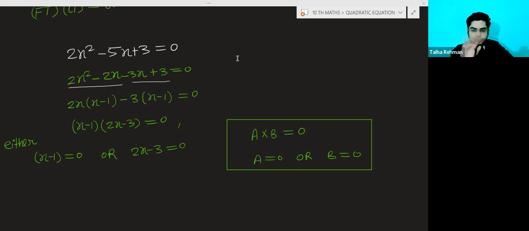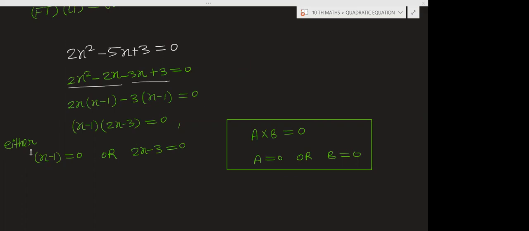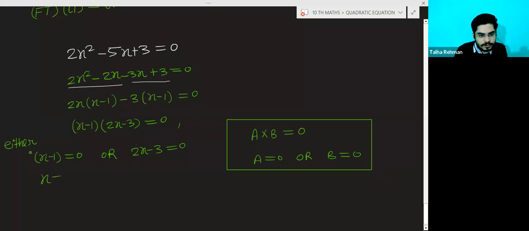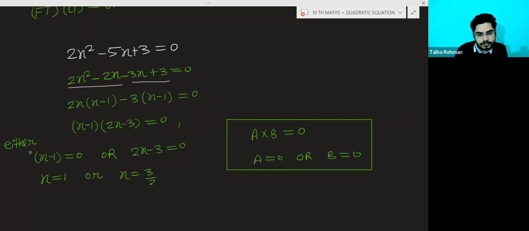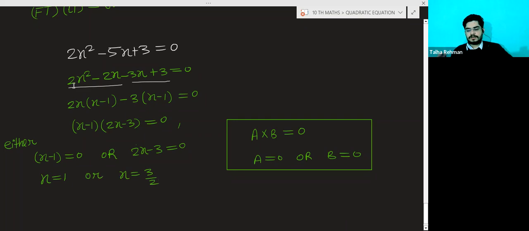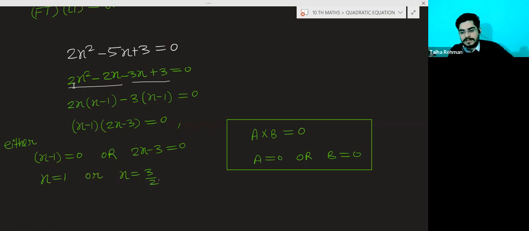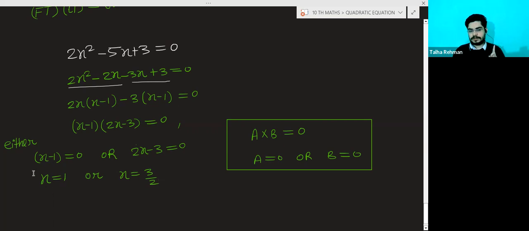Can you tell me just from here what we will get as the value of x? 1 or 3/2. Yeah, very good. x is equal to 1, or we will get x is equal to 3 by 2. So this is a quadratic equation. This quadratic equation will have at most two roots, x is equal to 1 and x is equal to 3 by 2.